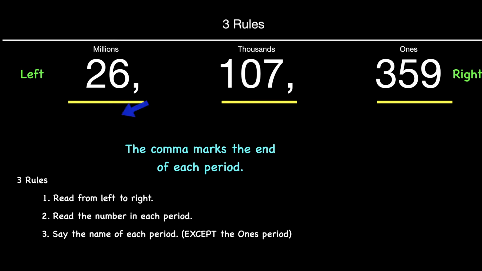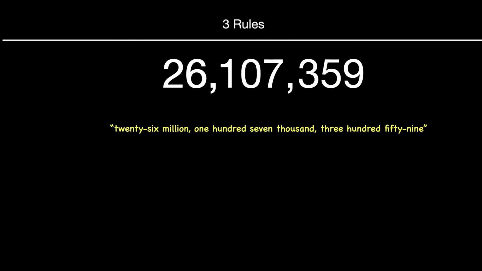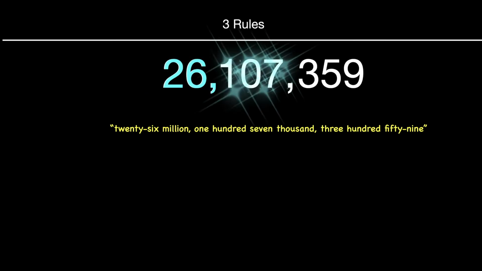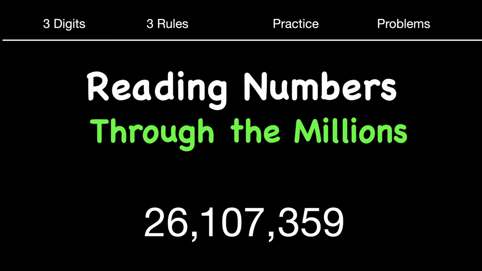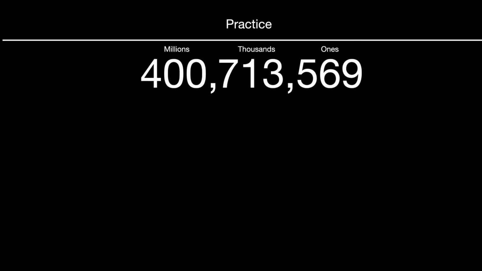So for example, in your millions, you would say 26, and the comma lets you know that that's the end of the millions period, and that's where you would say million. In the thousands, you would say 107, and the comma lets you know that's the end of the period, and you would say thousand when you see that. Remember, in our ones, we do not say the name of the period. All right, so this would be 26,107,359.